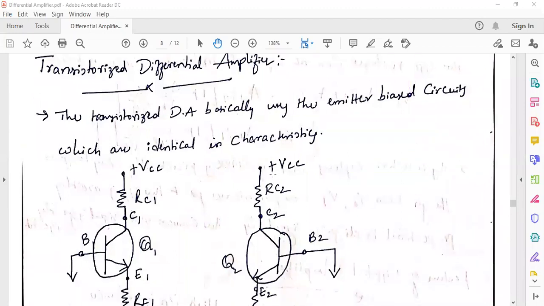yeah, transistorized differential amplifier. So why it is called? Am I audible? Yes, sir. Yeah, fine. Thank you, ma.